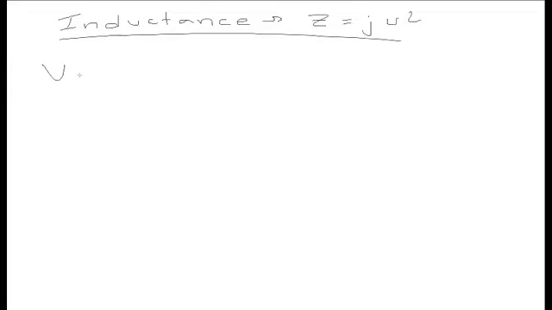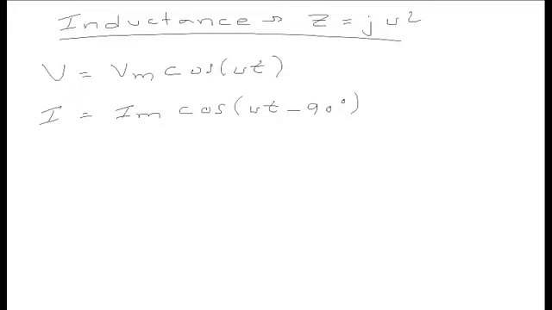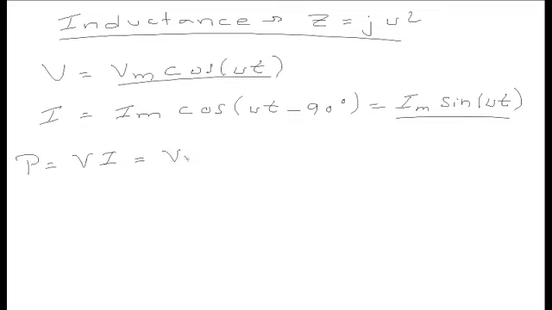Let's look at an inductance. Here, the impedance is j omega L. The voltage is the same. But the current, because the current follows an integral relationship, is out of phase, or this is one of the rare times when I'd like to use a sine wave. So this is the current, and this is the voltage. Now let's take a look at what the power is. Power is VI, or Vm Im cos omega t sine omega t.